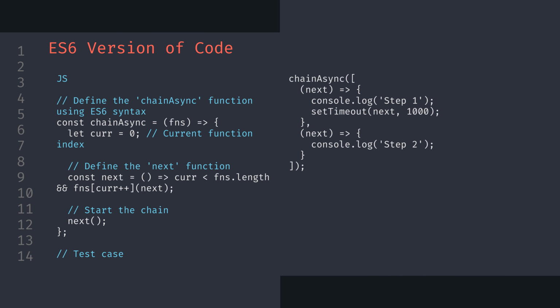The ES6 version simplifies the chain async function using arrow functions. This modern syntax makes the code more concise and readable while retaining the same functionality as the ES5 version.